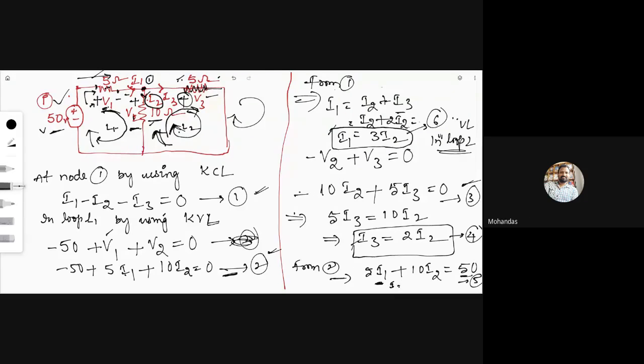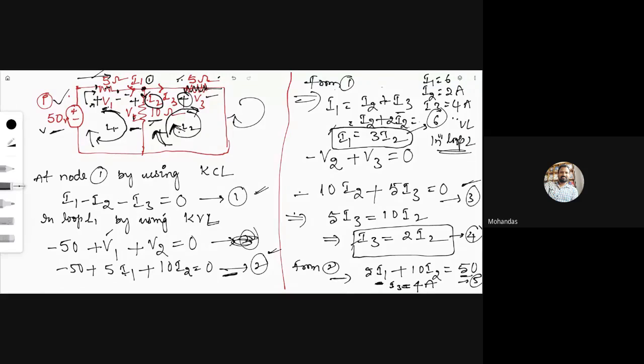I3 equal to 4. I2 is 2, I3 is 4, sir. I3 is 4 amperes. I2 is 2 amperes. I1 is 4 plus 2, 6. I1 how many amperes? 6 amperes.